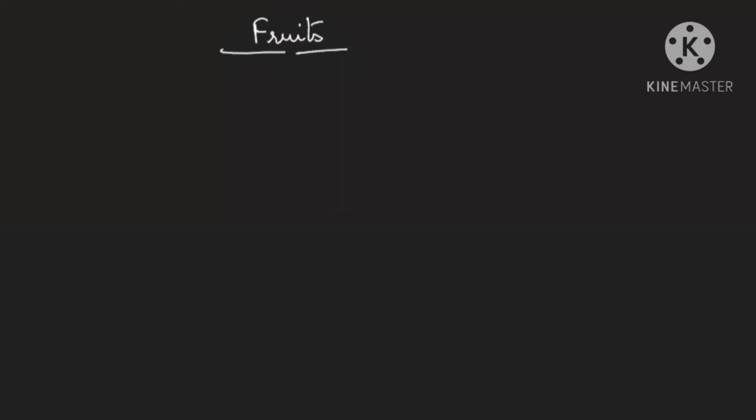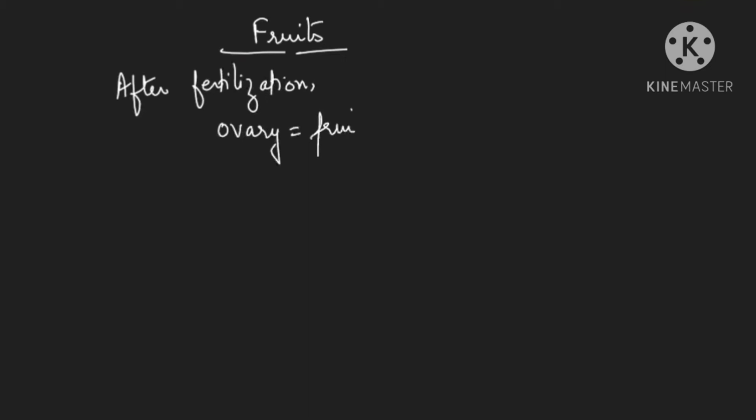In this video we are going to study about fruits. First of all, what will happen after fertilization? After fertilization, when double fertilization is completed in the plants, the ovary will change into fruit and the ovule will change into seed.